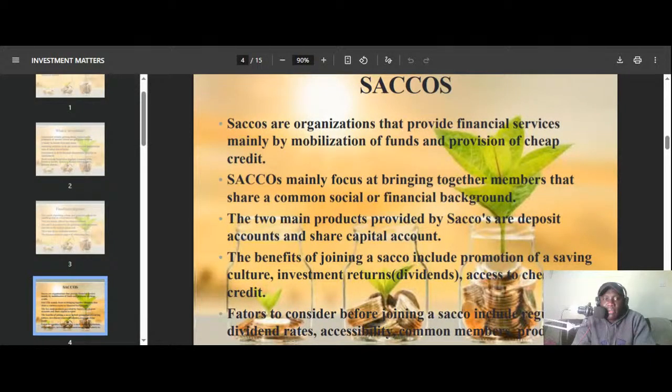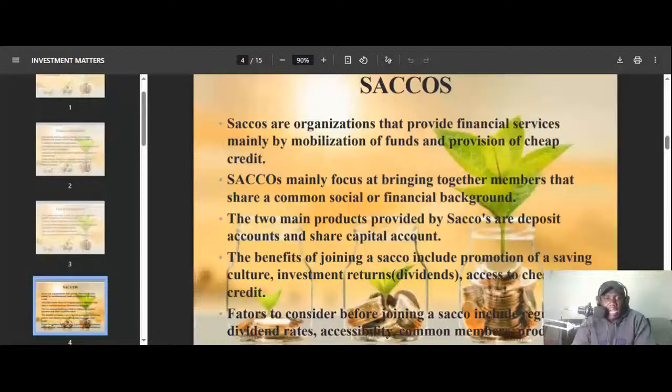The main two products provided by SACCOs are deposits account and share capital account. The benefits of joining SACCOs include promotion of savings culture, investment returns, access to credit. Factors to consider before joining a SACCO include regulation, dividend rates, accessibility, all that.